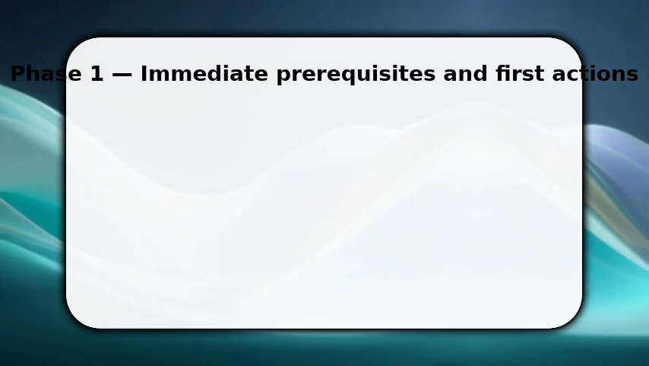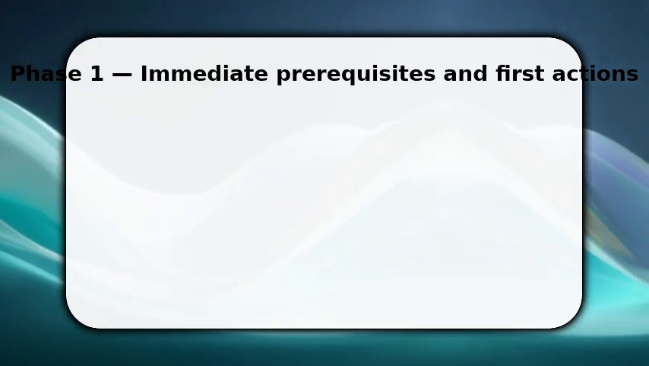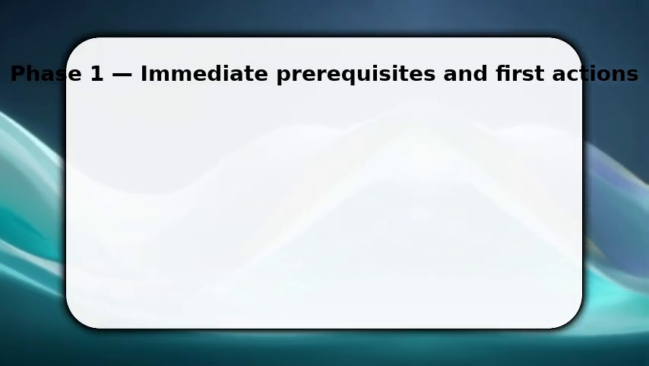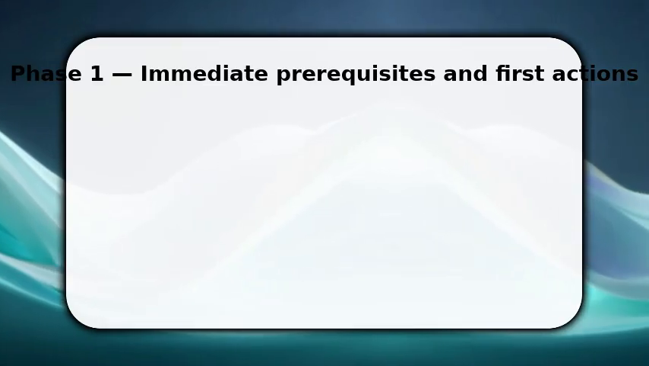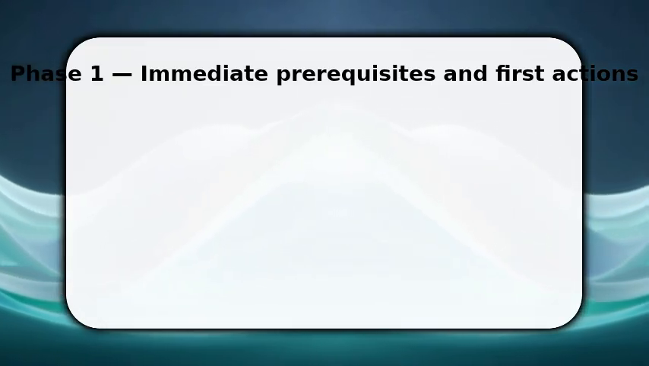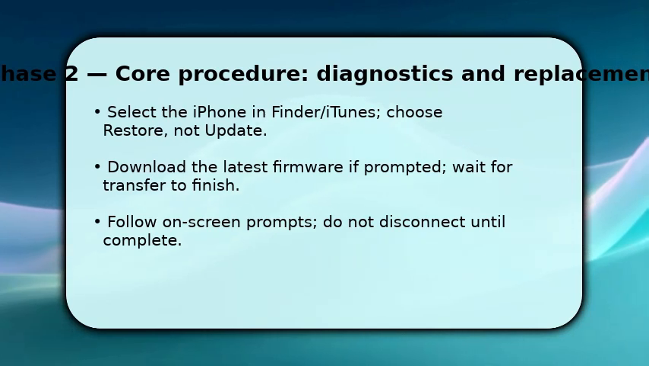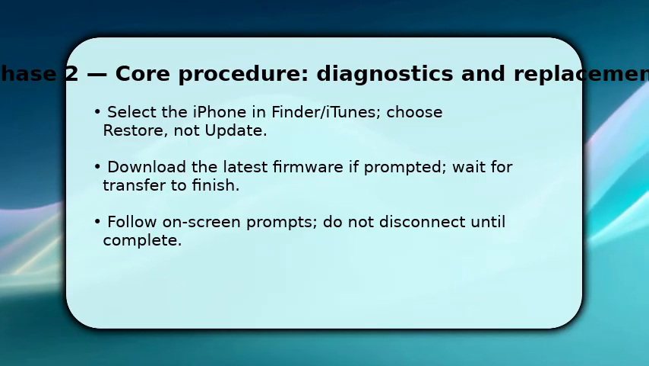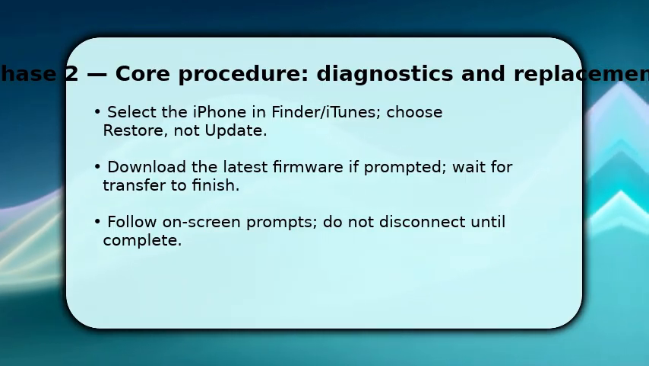Press and hold the correct buttons for your model until recovery appears. This forces the computer to recognize the device for a full restore, which bypasses on device settings tied to an Apple ID. Once the device is in recovery mode, select it in Finder or iTunes and choose Restore. This erases the phone and installs a fresh iOS image.